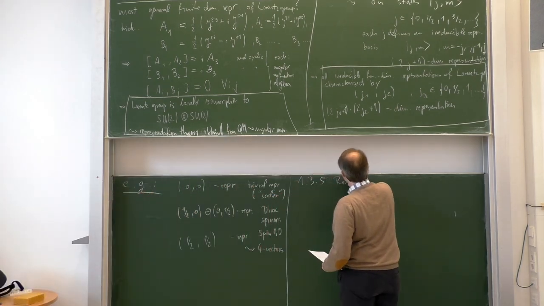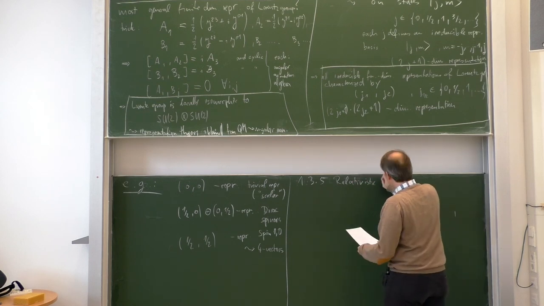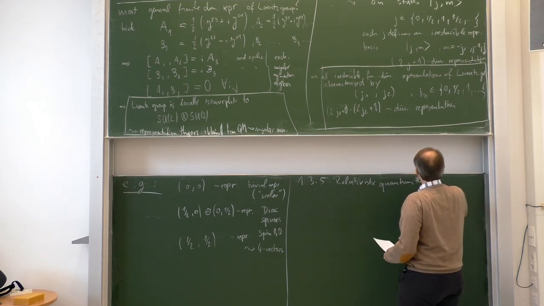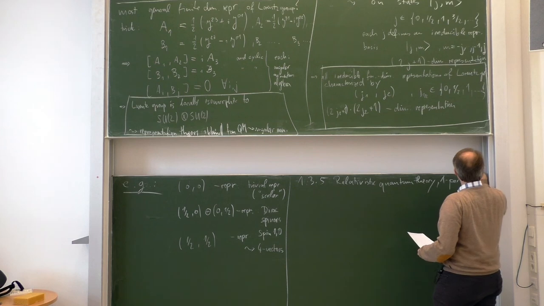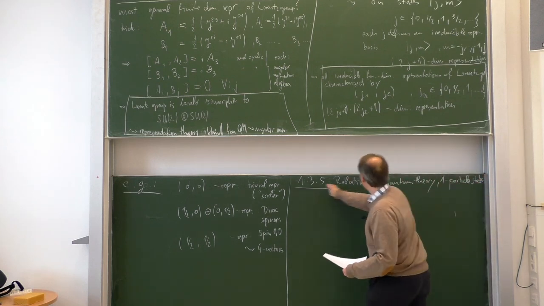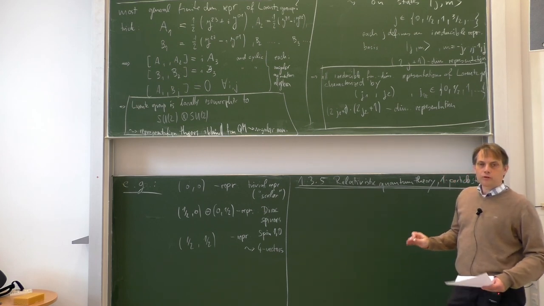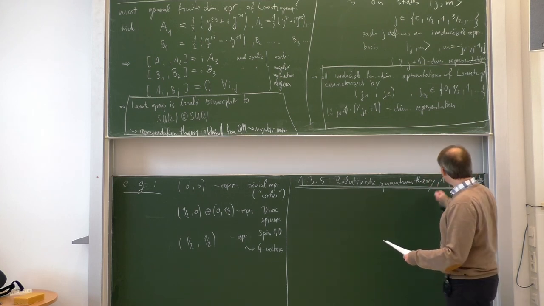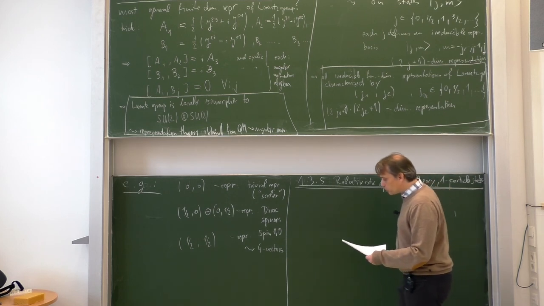This is a discussion of relativistic quantum theory and one particle states. So we will define a certain type of quantum states which correspond to single particles. These are the one particle states, and they have then certain Lorentz properties.